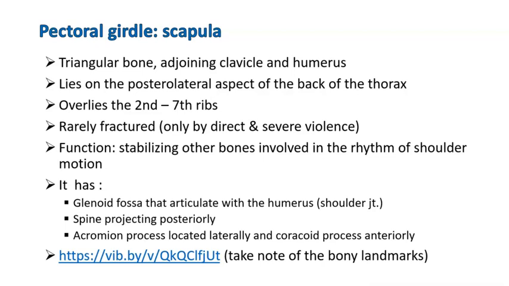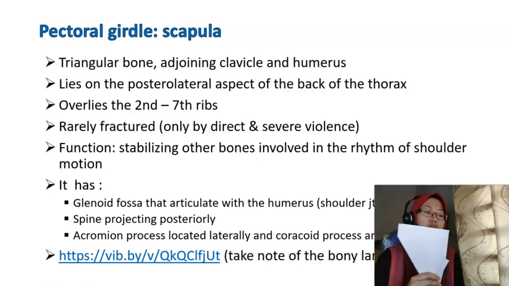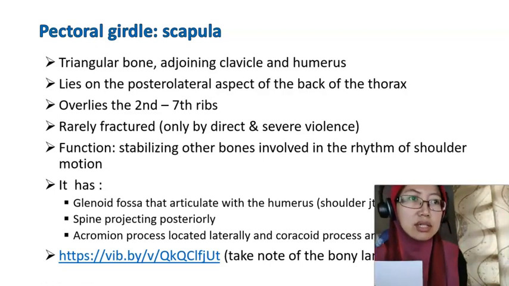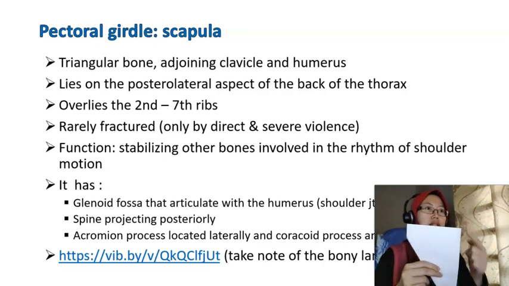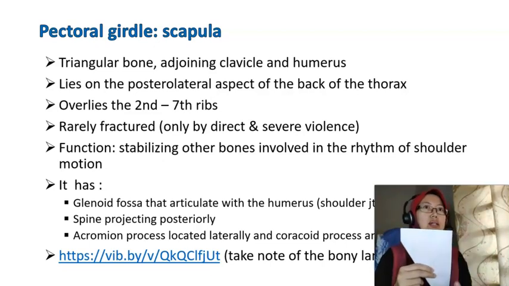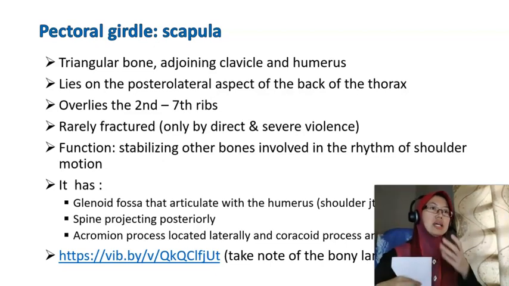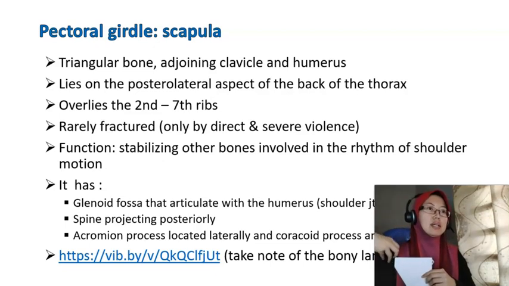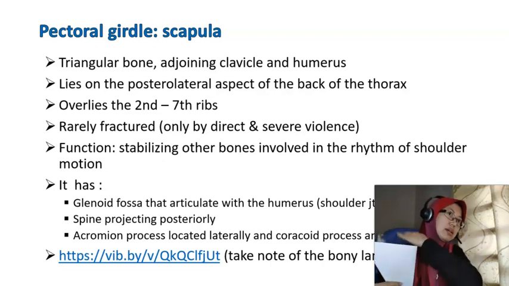Next, pectoral girdle. Next, scapula. As you can see, scapula. You can use anything just to make you understand what we're talking about. This is basically a triangular bone that joins the clavicle and humerus. Humerus, clavicle, and scapula at your back.